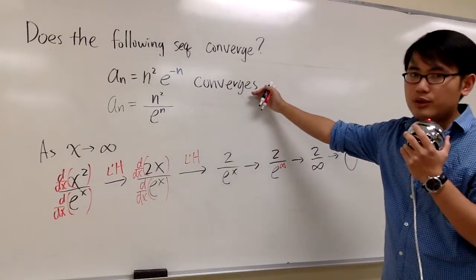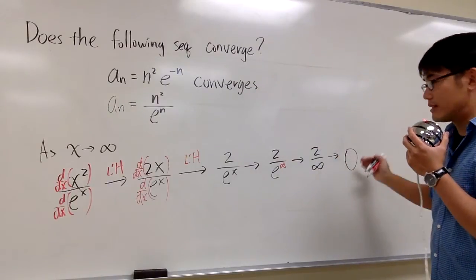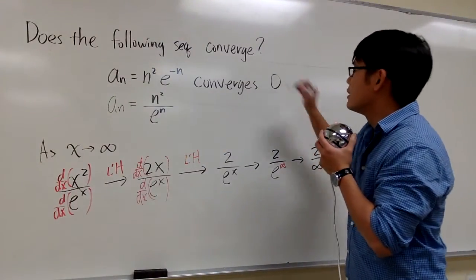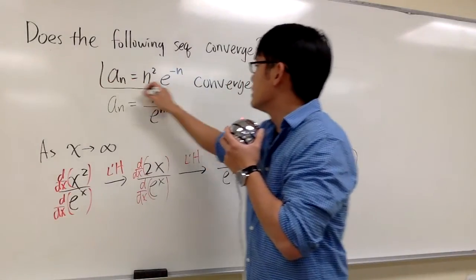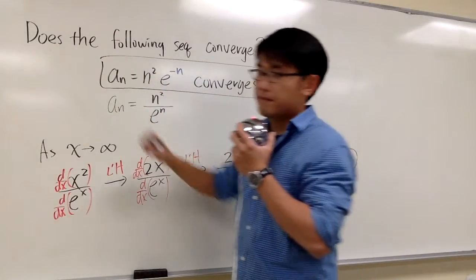And if it converges for the limit, that's pretty much the answer right here. It converges to the number that we got, the 0. So the sequence converges to 0. That's it.